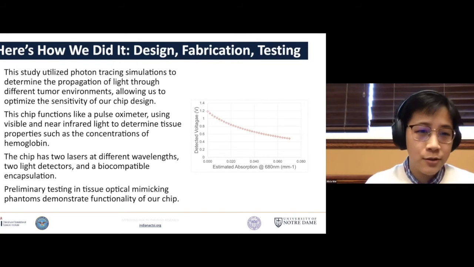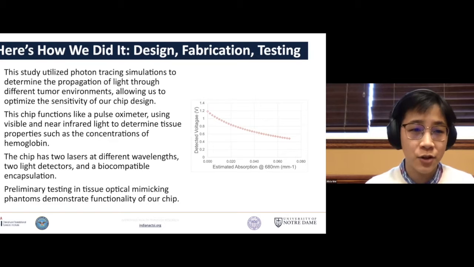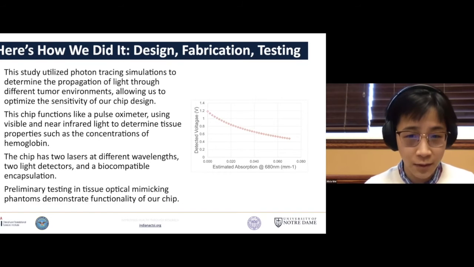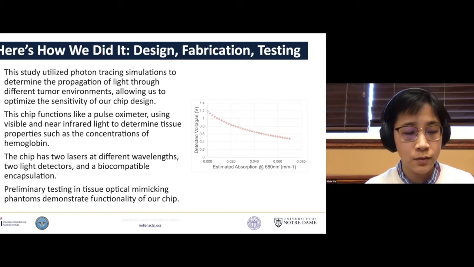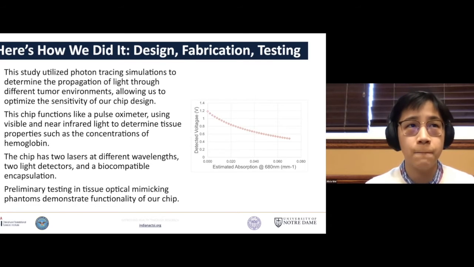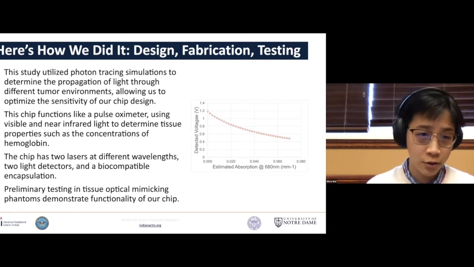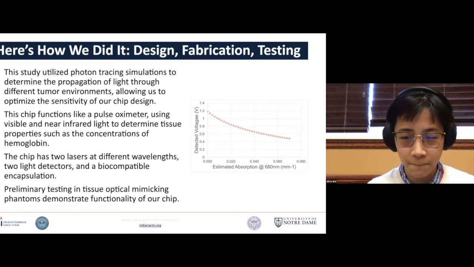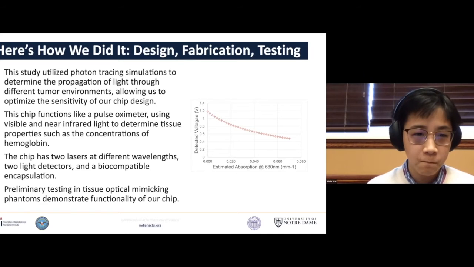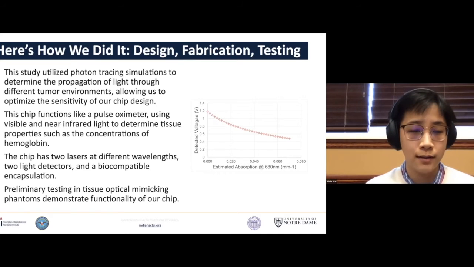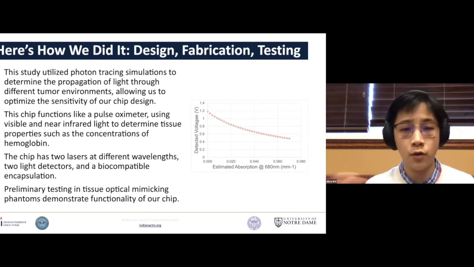And again, we use visible and near infrared light to determine tissue properties, such as concentration of hemoglobin. So with this chip design, we're using 2 different wavelengths because that gives us a better resolution in terms of the concentrations of these factors. And we also will have 2 light detectors, one close to the light sources and one farther away.